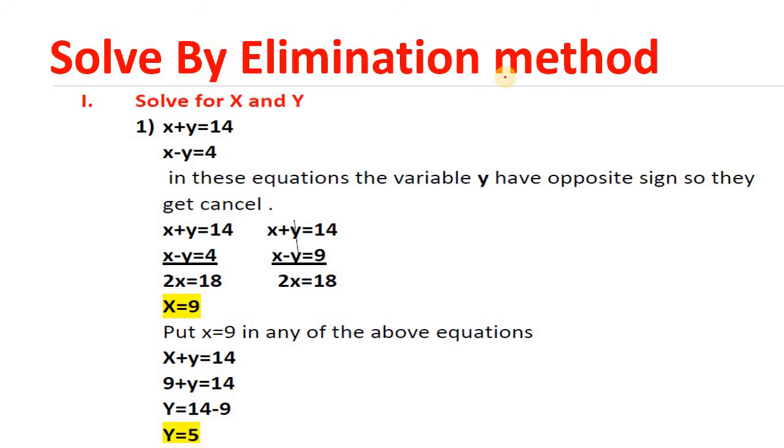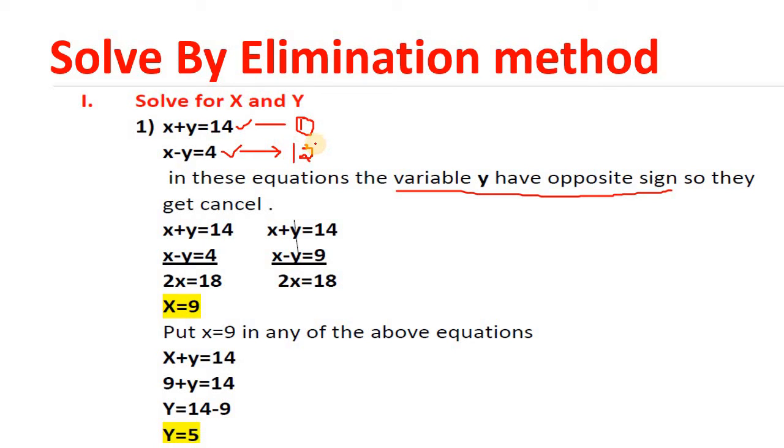Solve by the elimination method. So we will solve these two equations: x plus y is equal to 14, and x minus y is equal to 4. In these equations, the variable y has opposite signs. Take the first as equation 1, and the second as equation 2.